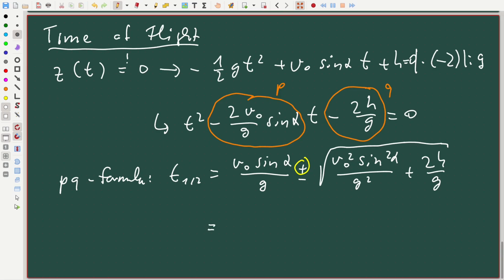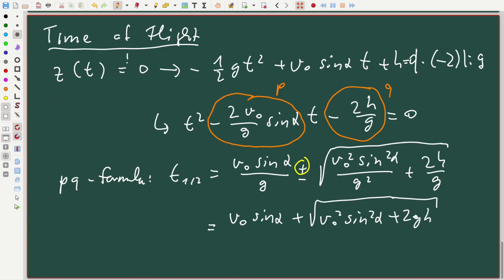So what we can write now here is the same as v0 sine alpha plus square root of v0 squared sine squared alpha plus 2gh, divided by g. This makes it a little bit easier later for calculations. And this is actually our TD, the time which our object travels until it reaches its final destination. So again, this is an important formula, and due to this reason I like to highlight it once more.